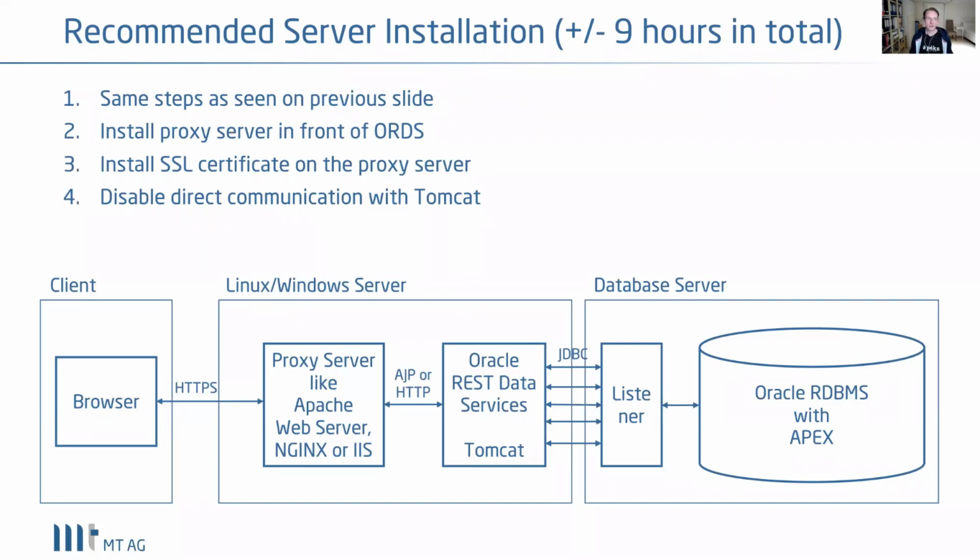So in this case, you have the same steps as seen on the previous slide, but then you have to also install a proxy server in front of ORDS, which is running on a separate server. And the reason to install a proxy server like Apache Web Server, Nginx, or IIS, which is part of Windows Server, is for flexibility reasons.